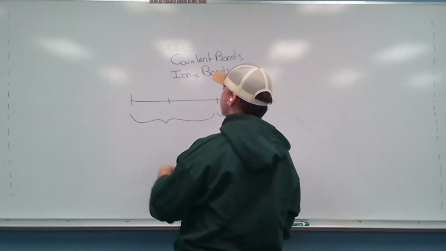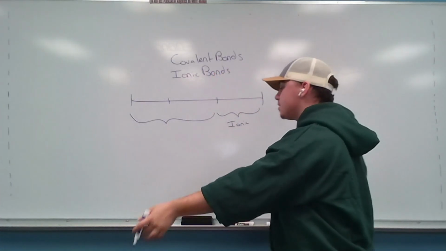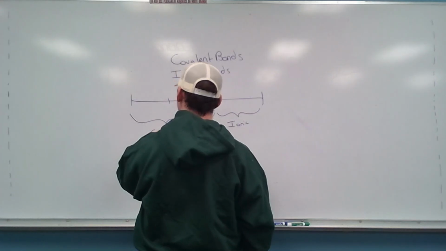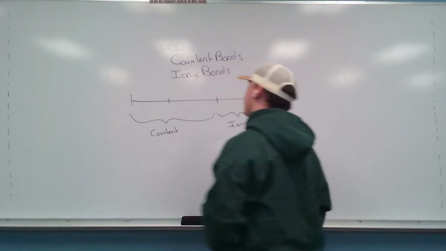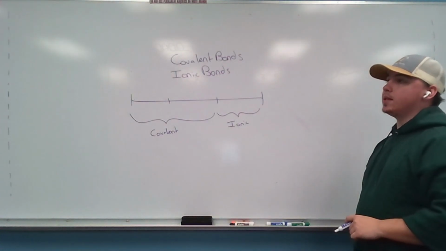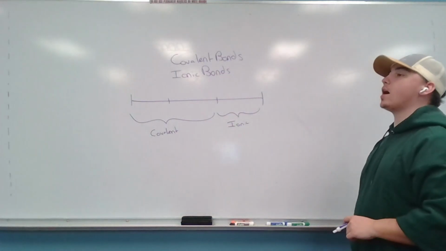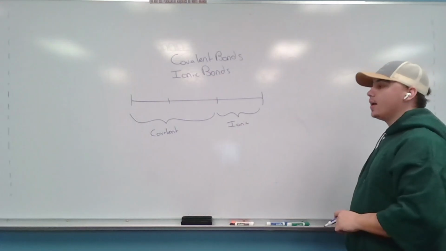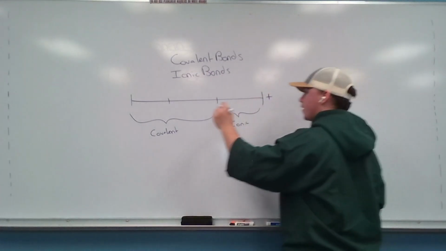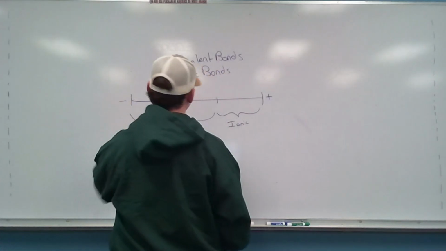And what this spectrum shows is how polar a bond is. Now, polarity, if you remember what it means, is to have two ends that are different from each other. This is going to be more polar, and this is going to be less polar.